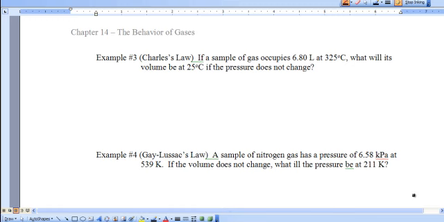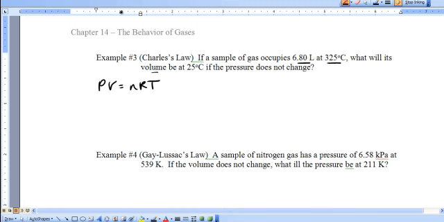So here's the question. If a sample of gas occupies 6.80 liters at 325 degrees Celsius, what will its volume be at 25 degrees Celsius if the pressure does not change? Now, I always like to start off my questions using PV equals nRT, and then simply rearranging the equation to put all of the changing variables on one side and all of the constants on another side. In this case, the volume is going to change because it's starting at 6.80 liters, and we're asking what will the final volume be.